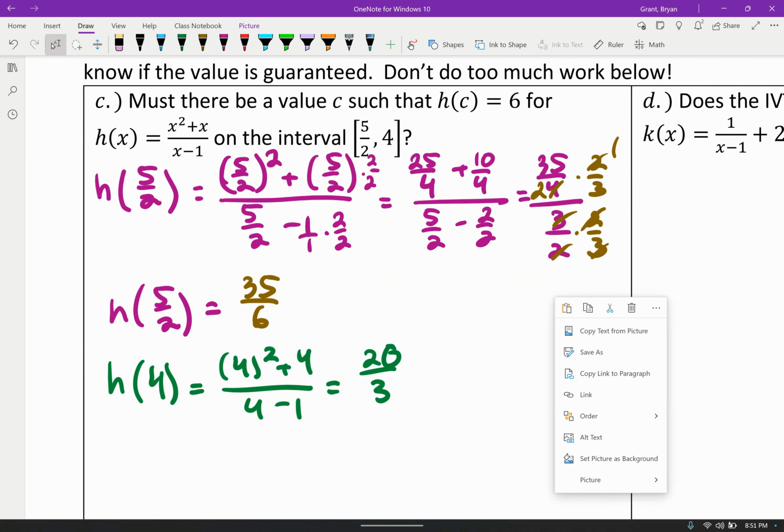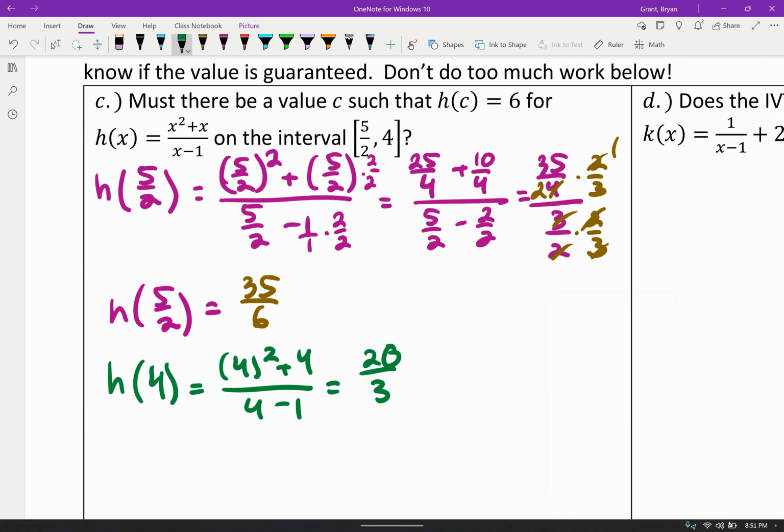Now, what are they actually asking us? They're saying, is there some x value where when you substitute the x value in, the y value is 6? Well, let's take a look at our y values. We have 2 of them, don't we? We have a y value of 35 sixths, and we have a y value of 20 thirds. But they're essentially asking us, is 6 between those two y values? I don't know. We probably need them as decimals, but I think decimals for this aren't too bad.